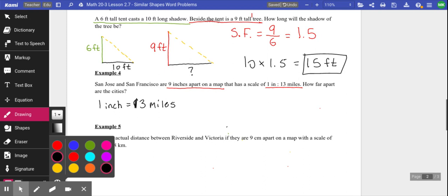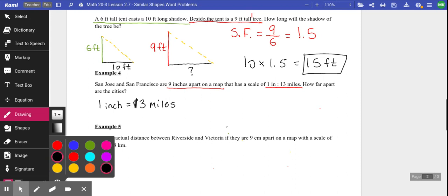Okay, so it's 9 inches apart. Sorry, I was right. So 9 times 13. Yes, because every 1 inch is 13 miles. So if you have 9 of them, that's 9 times 13. It would tell you how far apart they are in reality.